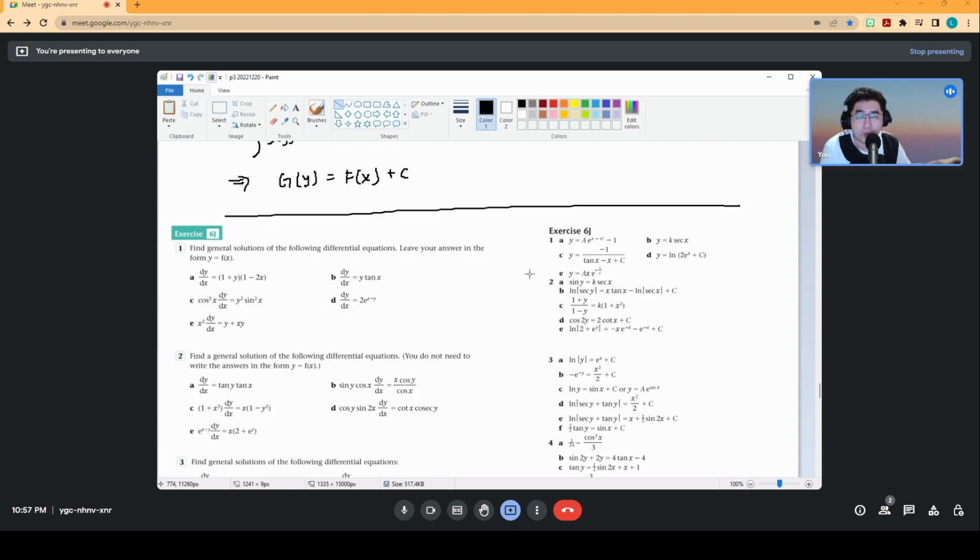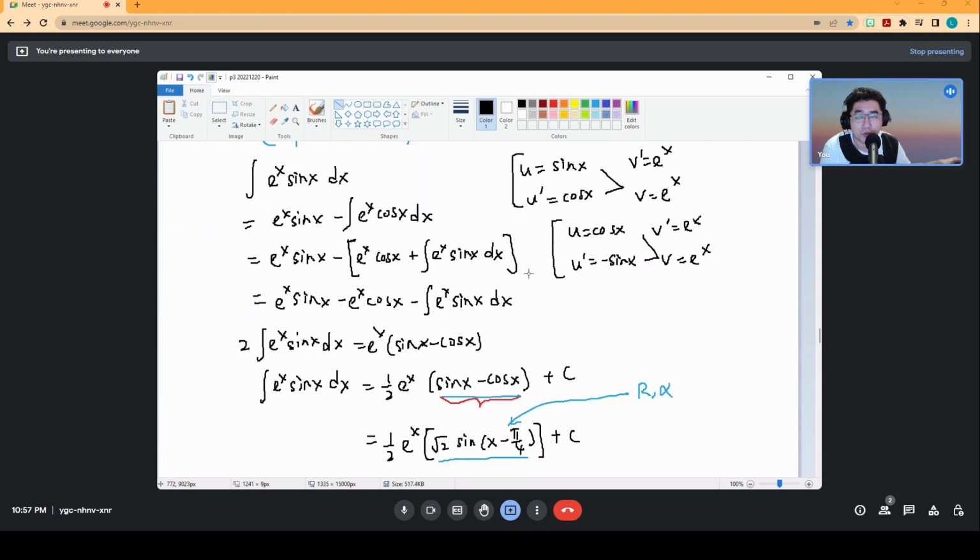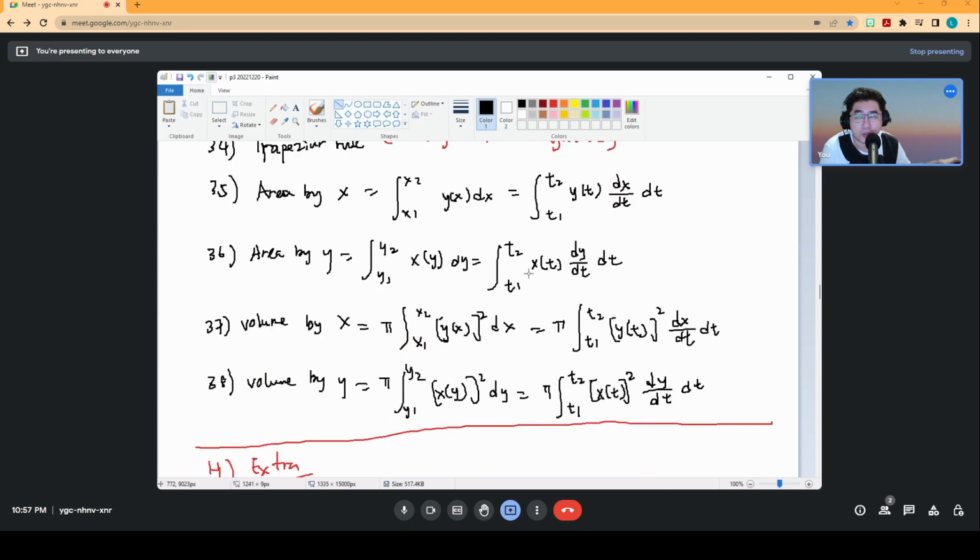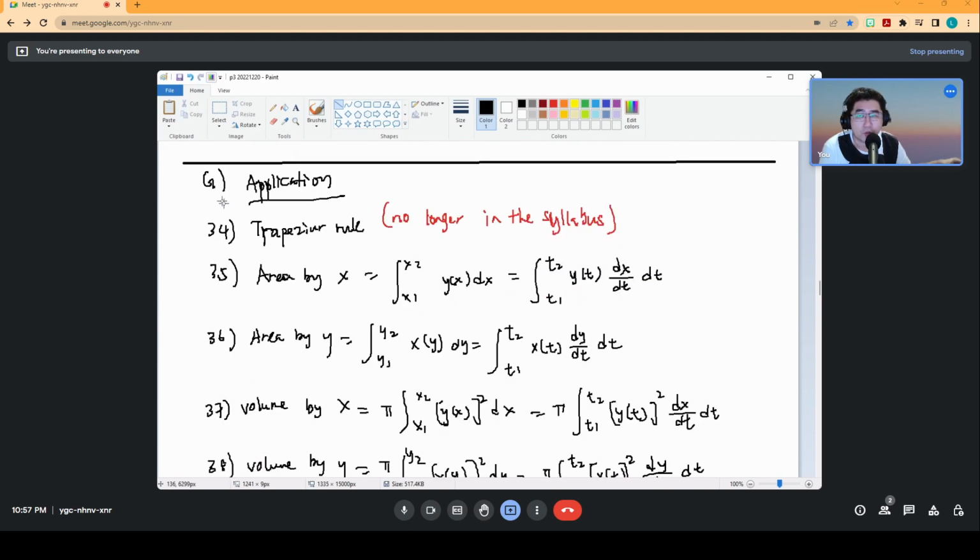Then after that, we have the remaining formulas, the applications. Let's go back to G, applications. For your information, the trapezium rule is no longer in the syllabus. It falls under P2, so P3 doesn't ask about this section.